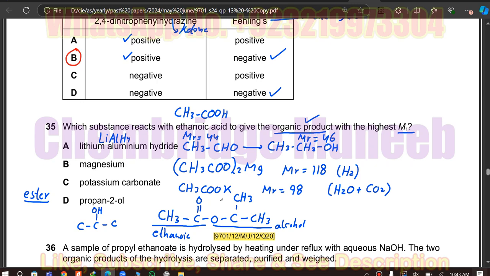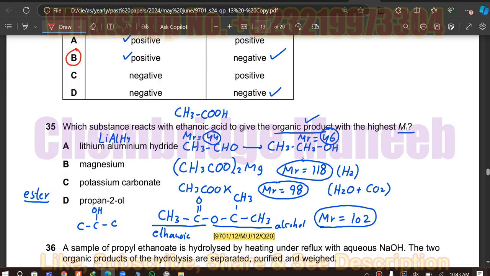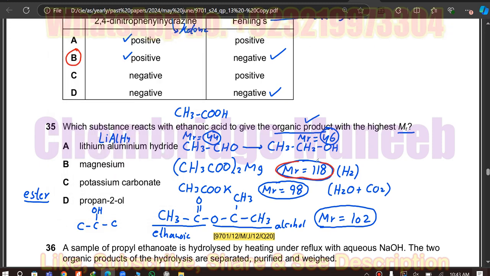Now after calculating all the atomic masses, you will find out the Mr value of this compound will be 102. So you have got Mr values of all the organic products of all these reactions. From these you can see clearly that the highest Mr value goes for option B, in which the Mr value is 118. So option B is the right answer.